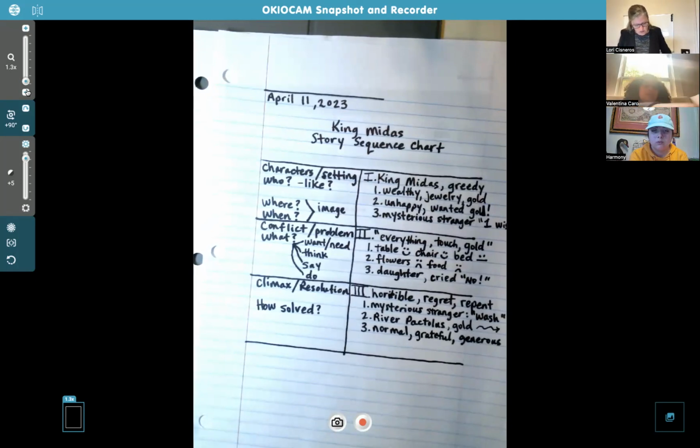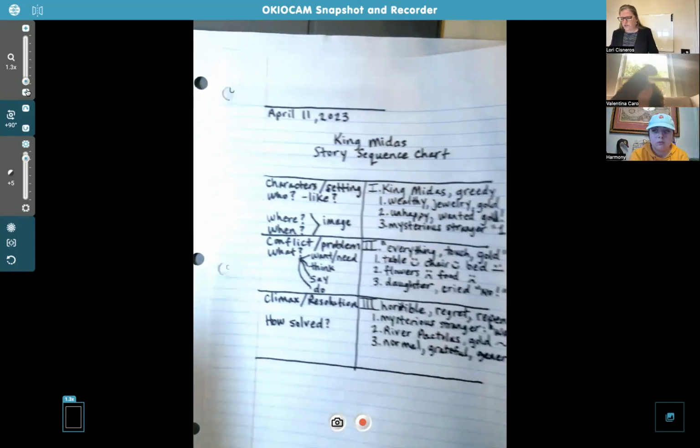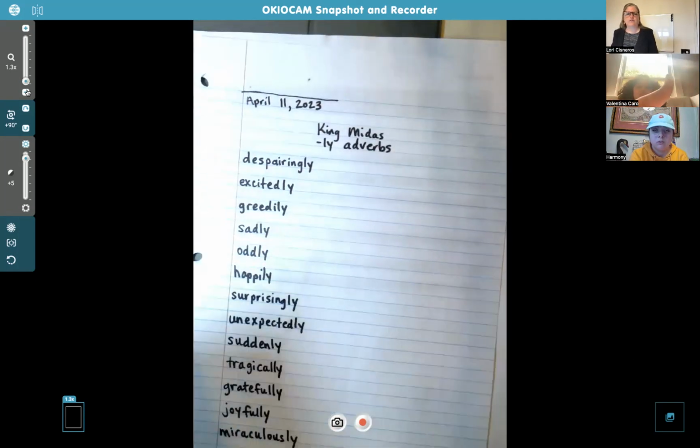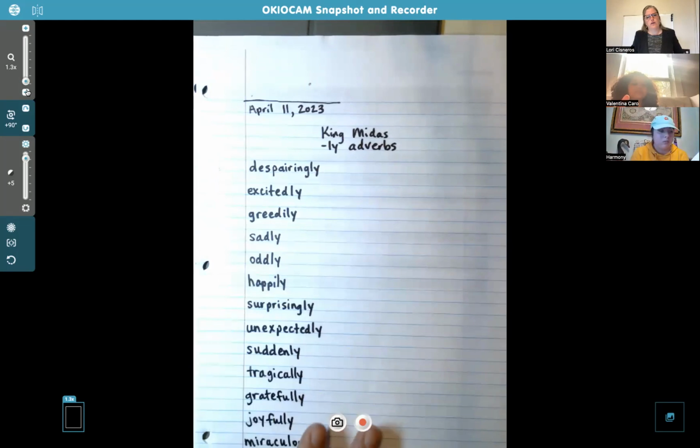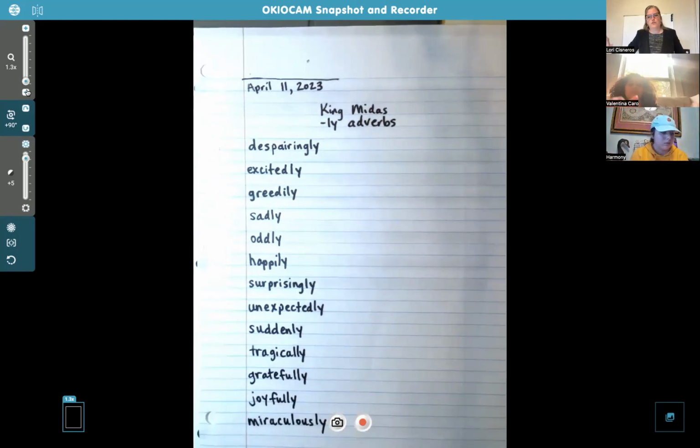Did we talk about an ly adverb list? I think we did this last week. Do you guys have this list right here? Oh, good. I see a thumbs up. Good. So you can use that to help you with your ly words as you're doing paragraph 2 and paragraph 3.